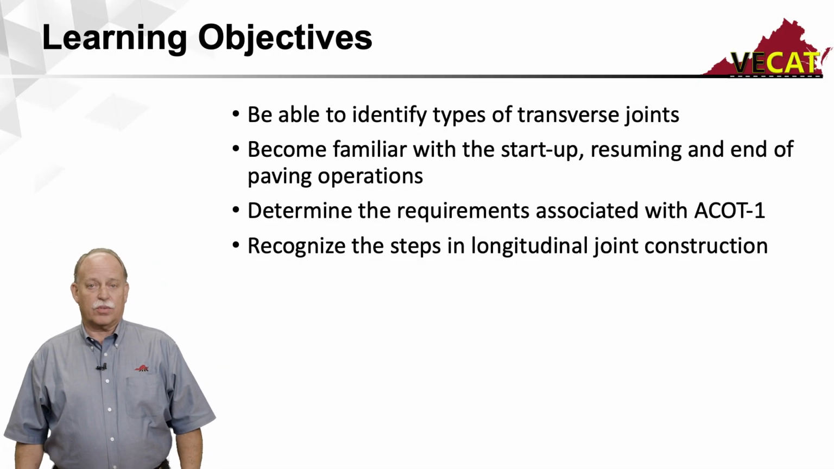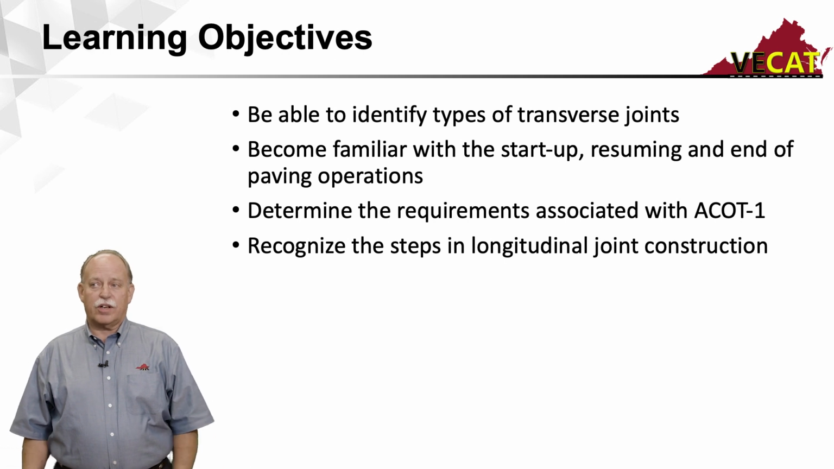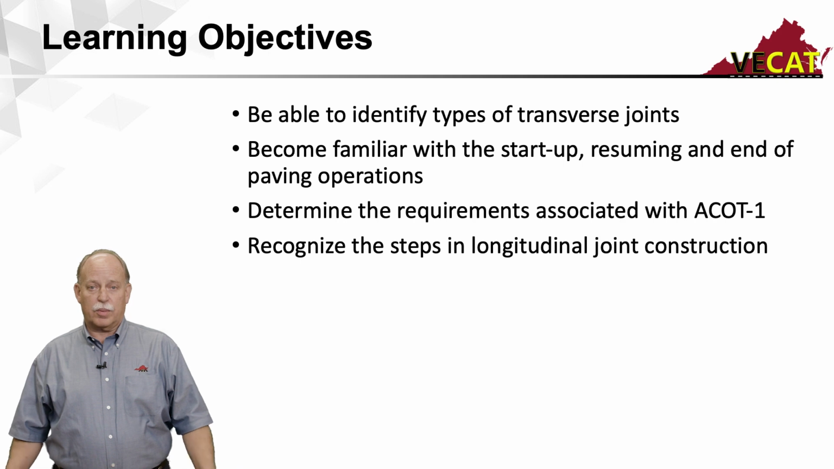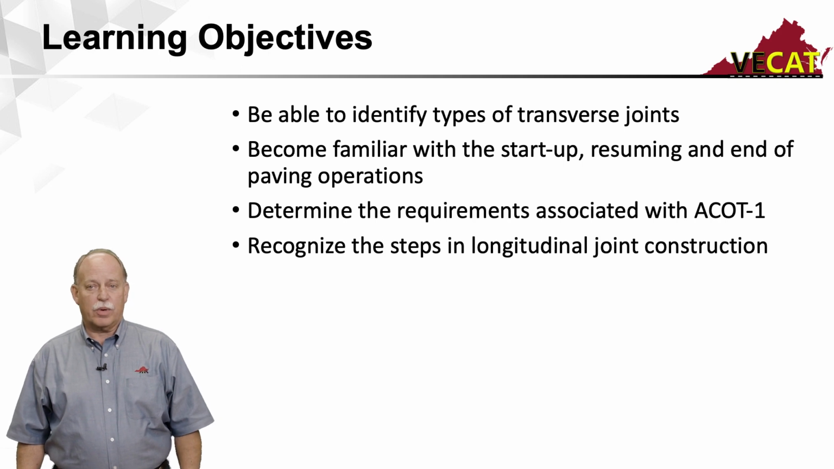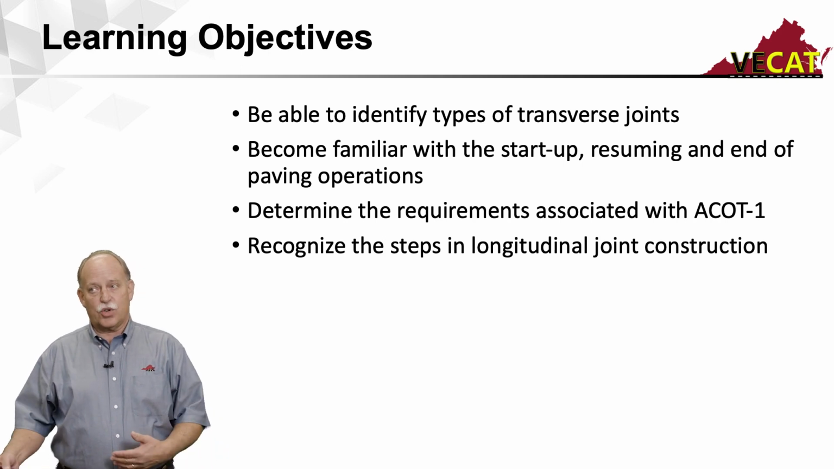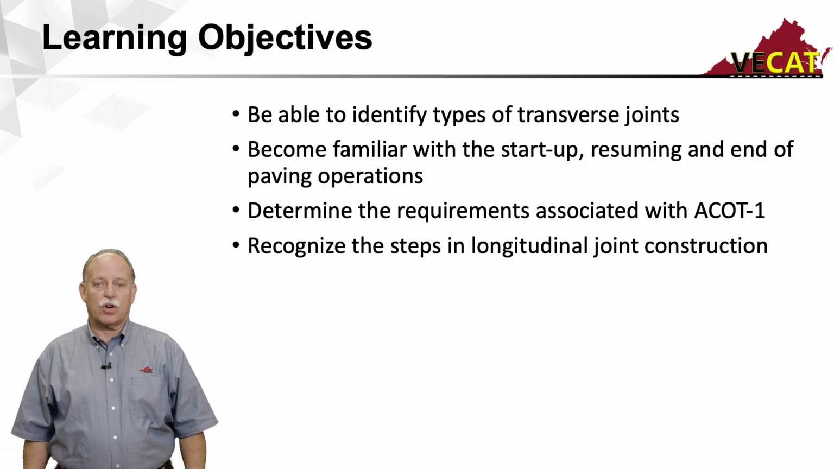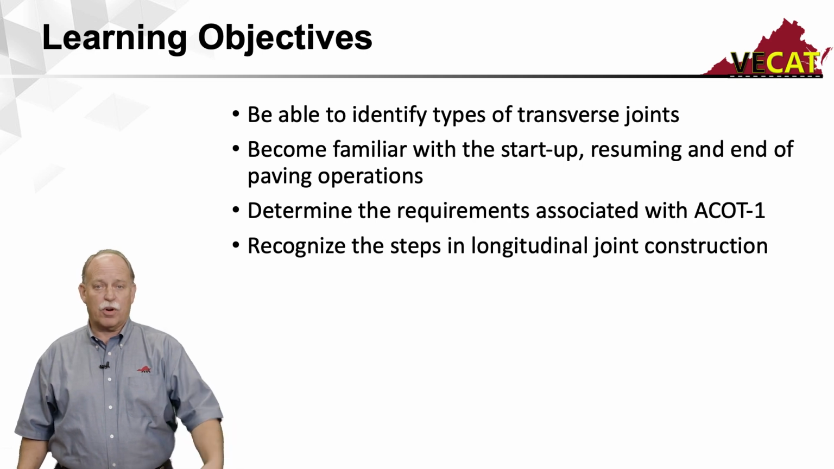Our learning objectives for this module are to be able to identify the types of transverse joints. There are a lot of joints that occur in a paving operation, transverse joints being one of those. We're going to become familiar with the startup, resuming, and end of paving operations, whether at the end of the operation where you're finishing off the paving, or you're stopping at the end of the day and picking up the next day.